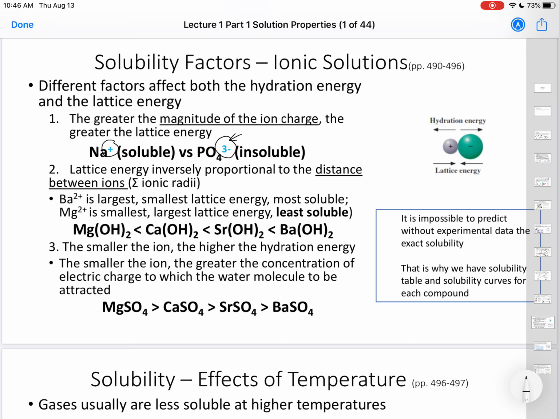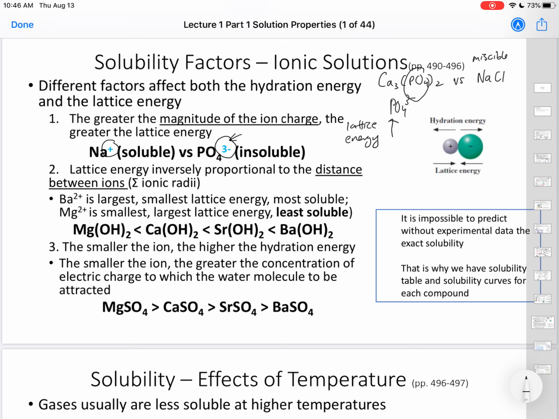So here, let's go back. If you have Ca3(PO4)2 versus NaCl, remember that NaCl is miscible. Why is this not miscible? Because this has a PO4 3- charge, so the lattice energy is high.